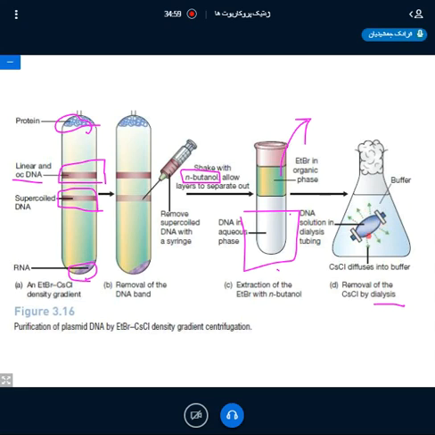Okay, we have a tube of dialysis here. You can see it. And the cesium chloride diffuses into the buffer. After the cesium chloride diffuses into the buffer, we have pure DNA in the tube. Understand?